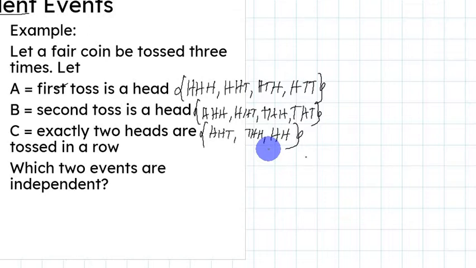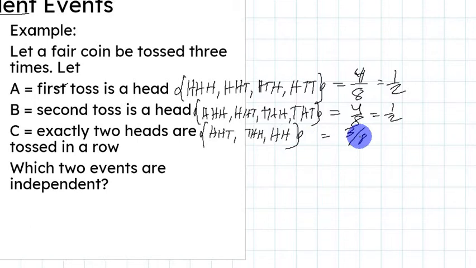So, the probability that A happens is 4, because there are 4 here, out of when we toss a coin 3 times, that is actually a total of 8 possible outcomes. So we have a 4 out of 8, or a 1/2 chance of the first toss being a head. The second toss is a head would also be 4 out of 8 chances, or 1 in 2 chances, or a half chance, or a 50% chance. Exactly 2 heads are tossed in a row would be 3 out of 8 chances.